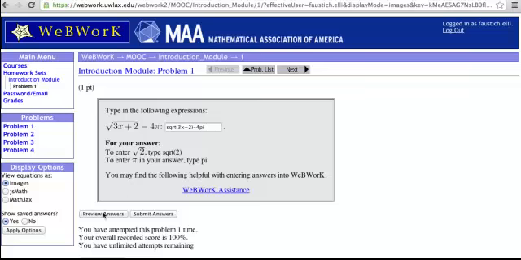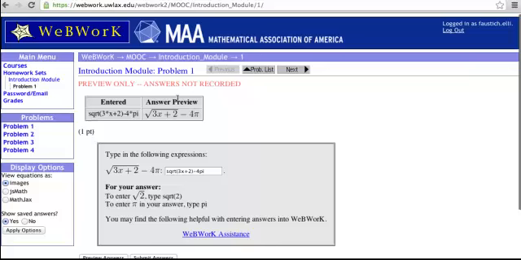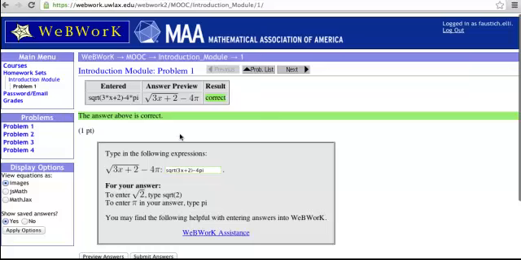I can go to preview answers, which shows me my answer preview, and I see that the previewed answer is exactly what I wanted. So then I will hit submit. In hitting submit, I see that my answer is correct. I can hit next to go on to my next problem.